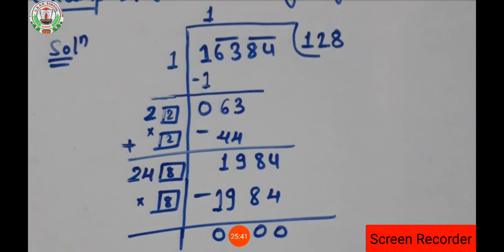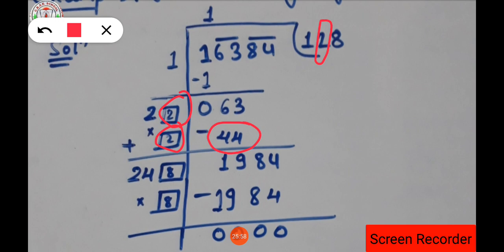So 44 comes in the 22 table, is it? 22 twos. So that 2 we are going to write here. Whatever number we are going to think here, that number we are going to write in the form of a quotient. Okay. So here after multiplying, the 44 will come, that will be subtracted from 63. So what is the number left out after subtraction? That is 19. 19 is the number left out.